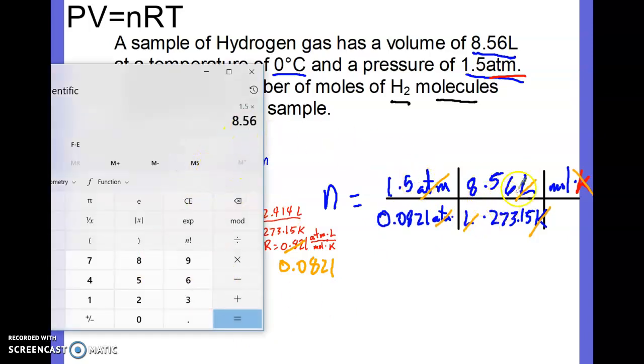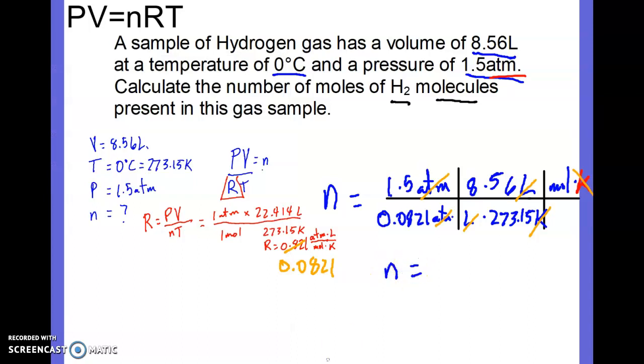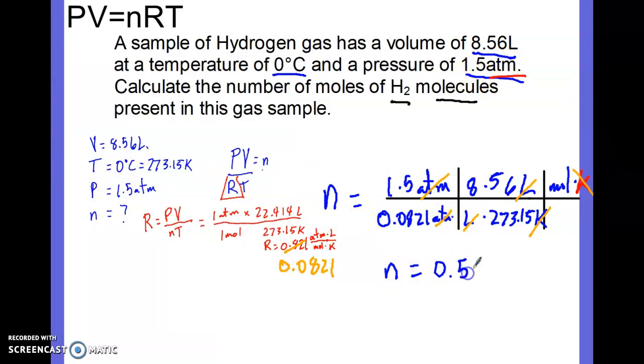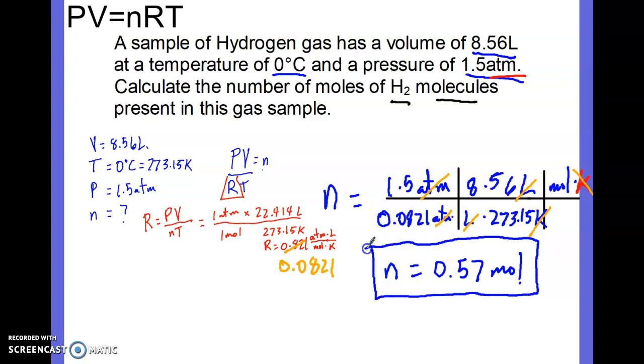So 1.5 times 8.56 divided by 0.0821 and then divided by 273.15 gives us a number of moles that is a little more than half. So the number of moles would be 0.57 moles. So there's just an example problem to help you. Now you can try some of those other problems.